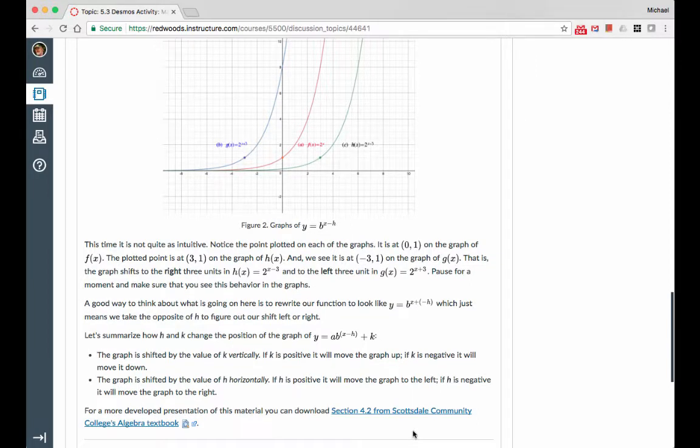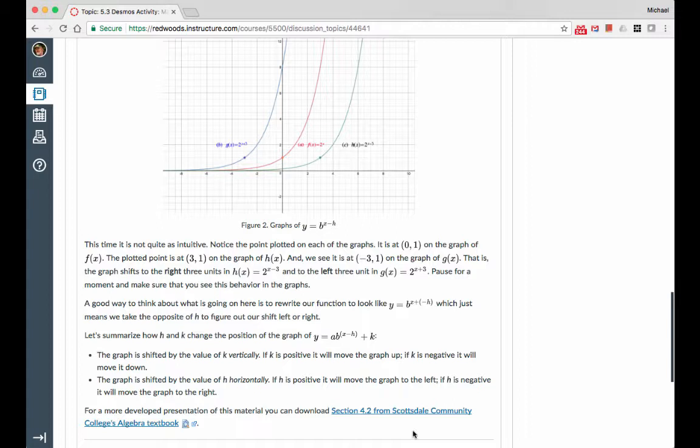Notice the point plotted on each of the graphs. It's at (0, 1) on the graph of f(x). The plotted point is (3, 1) on the graph of h(x). And we see that it's at (-3, 1) on the graph of g(x). That is, the graph shifts to the right 3 units when h(x) is equal to 2 raised to the x minus 3, and to the left 3 units when g(x) is equal to 2 to the x plus 3.